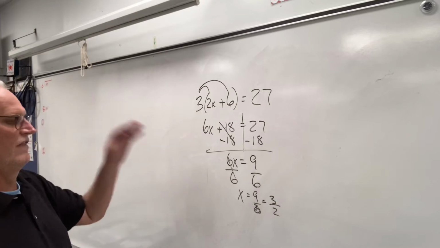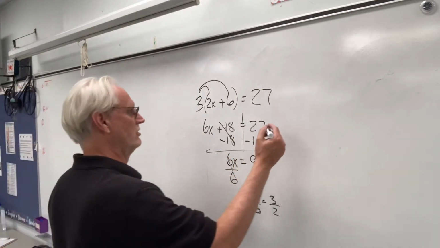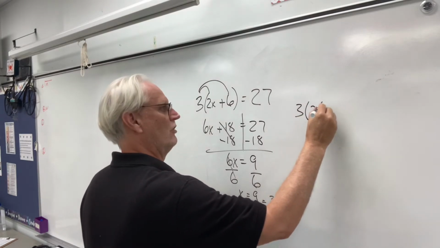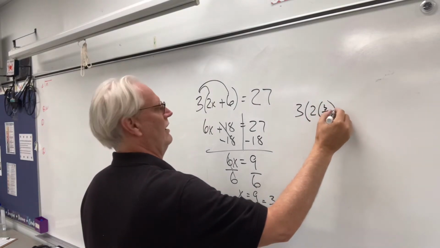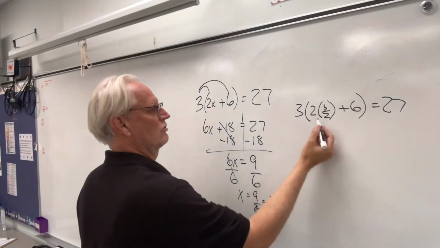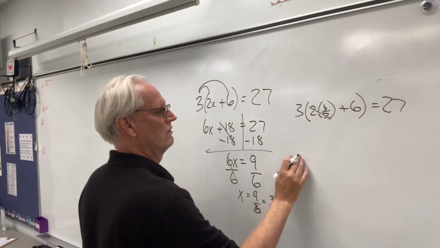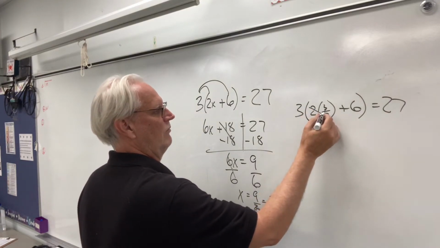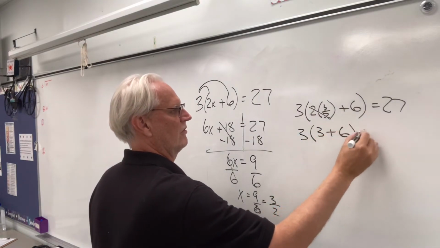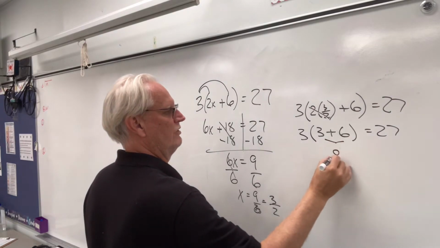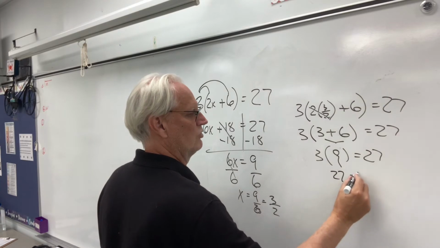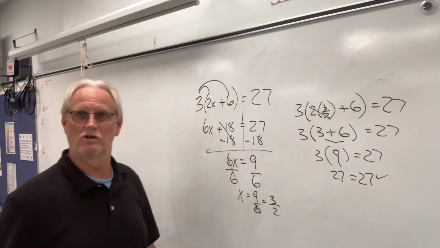So then if we plug that back into our problem, just to double check, so we have 3 times 2 times 3 over 2, and then plus 6, and then equals 27. This cancels out, right? So this is just left with a 3. So we end up with 3 plus 6, 27. So 9 times 3, 27. So 27 equals 27. So we know that that's a correct answer.